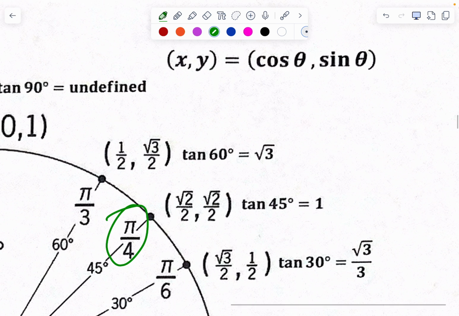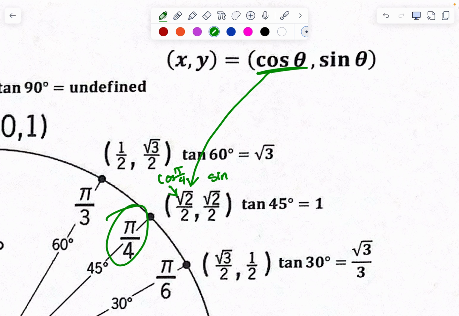Now, cosine is the x-coordinate. So if I'm trying to find cosine of pi over 4, it is the square root of 2 over 2. Your calculator will round it off as a decimal, which makes it that much more inaccurate. True? The sine value is the y-coordinate. So sine of pi over 4 is the square root of 2 over 2 as well.